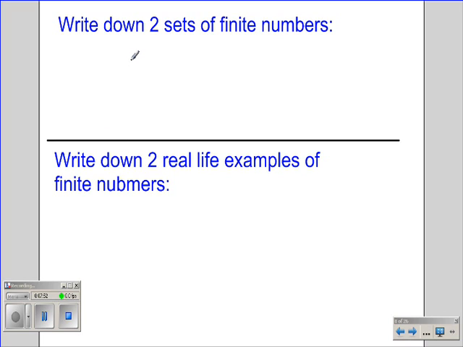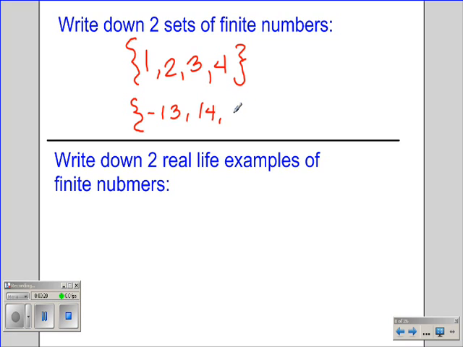So there are many examples that you could write down as far as a set of finite numbers. What I'm looking for here is that you have the braces and that your set has a definite starting point and an ending point. Another example that you might include might be something like -13. Typically, our sets are written in order from least to greatest just to help us order things, but they don't have to be. So we might have a set that looks like this.